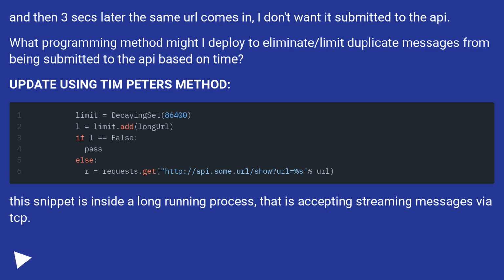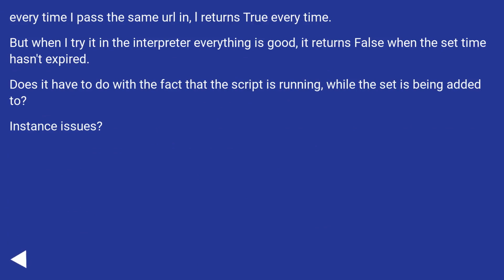Update using Tim Peters' method. This snippet is inside a long-running process that is accepting streaming messages via TCP. Every time I pass the same URL in, L returns true every time. But when I try it in the interpreter, everything is good. It returns false when the set time hasn't expired. Does it have to do with the fact that the script is running while the set is being added to? Instance issues?